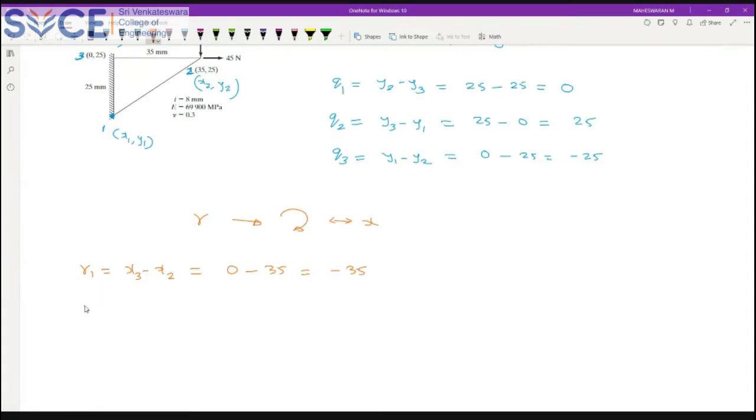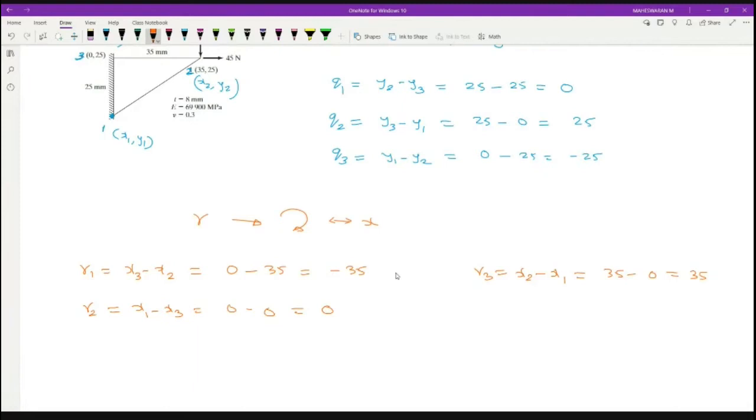So the next is R2. R2 is this one. Moving in clockwise, X1 and X3. So X1 minus X3. X1 is 0 and X3 is also 0, which means 0. Next, R3, moving in clockwise, which is X2 minus X1. X2 is 35, X1 is 0, so this is equal to 35.